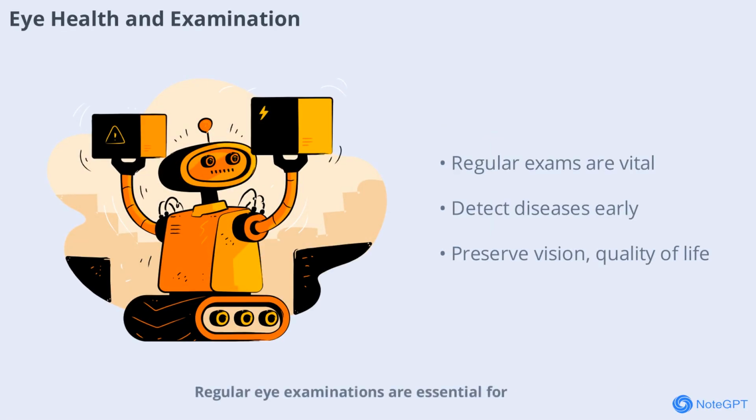Regular eye examinations are essential for maintaining good vision and detecting diseases early. A thorough eye exam includes assessment of visual acuity, refraction, inspection of external and internal structures, and evaluation of intraocular pressure. Early detection and treatment of conditions like refractive errors, cataracts, glaucoma, and retinal diseases can preserve sight and improve quality of life. Always consult an eye care professional for any vision concern.